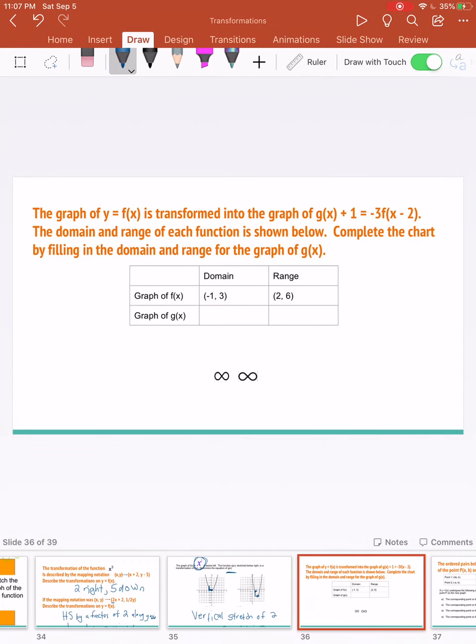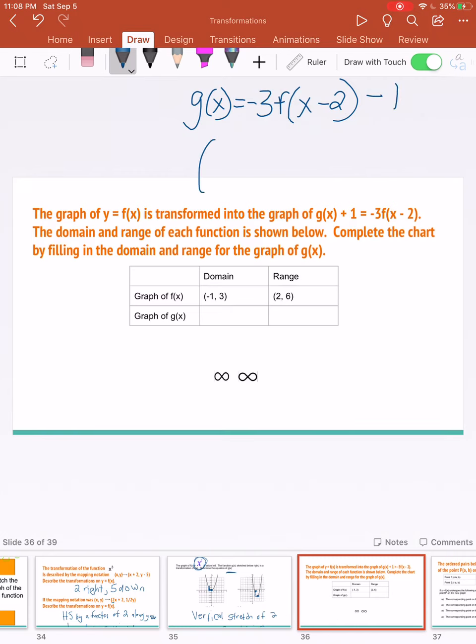All right, here's another diploma type question. So it says the graph of y equals f at x is transformed into the graph of g at x plus 1 equals negative 3 f at x minus 2. The domain and range of each function is shown below. Complete the chart by filling in the domain and range. So what we're going to do is first of all, we'll rewrite this equation to isolate the g of x, which means we'll have to move that 1 over to the other side. So it becomes a minus 1.